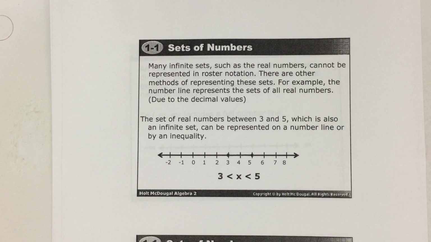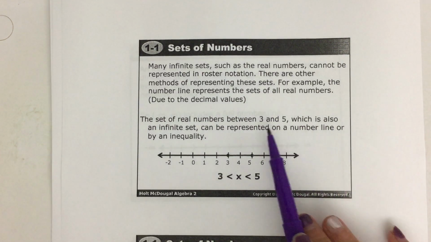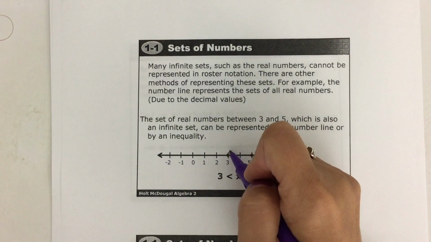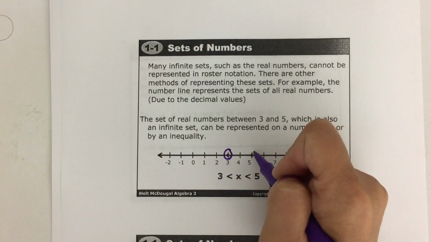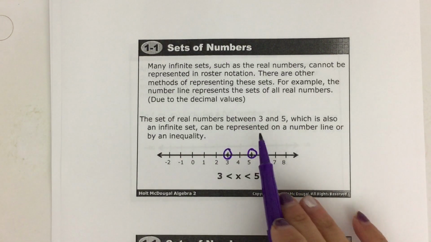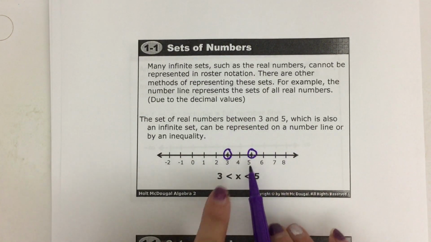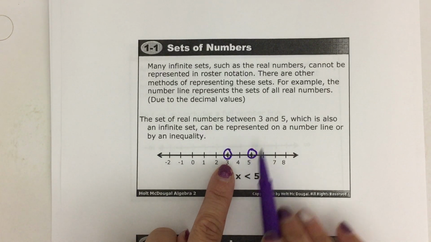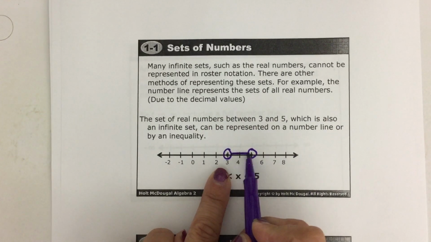And so if I want to do the set of real numbers between 3 and 5, and this is kind of hard to see, so I'm going to go ahead. These would be open circles. The circles that I graphed are just really small, so they look like they're filled in. These would be open. We want the numbers between 3 and 5. They're open because you're not including the 3 and 5. You want all the numbers in between.